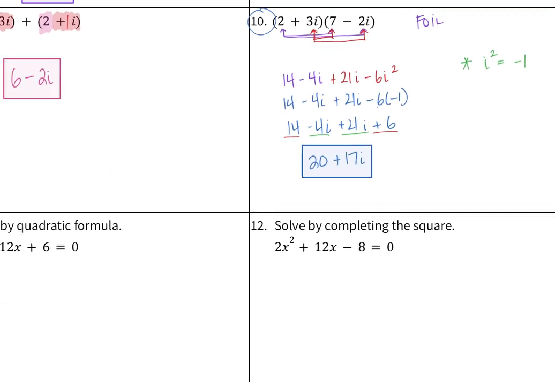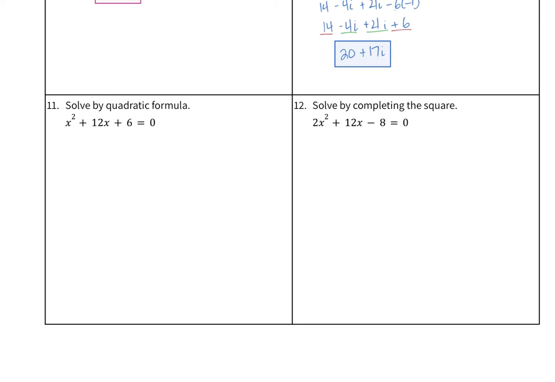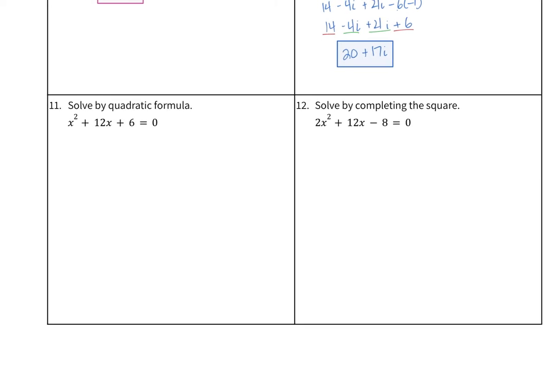Okay, and last two are quadratics. We learned 3 different ways, but only 2 of them are going to be on the test. So these are the only 2 that I'm going to go over. So quadratic formula and solving by completing the square.